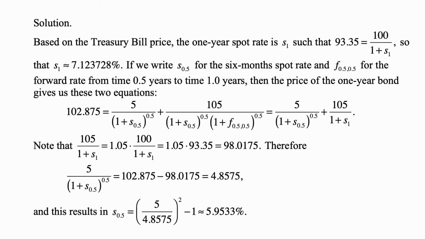And then 105 divided by (1 plus S.5) to the power 0.5 times (1 plus F.5,0.5) to the power 0.5. That's the forward rate from time 0.5 to 1. That has to be equal to also 5 divided by (1 plus S.5) to the power 0.5 plus 105 divided by 1 plus S1, and we know S1.